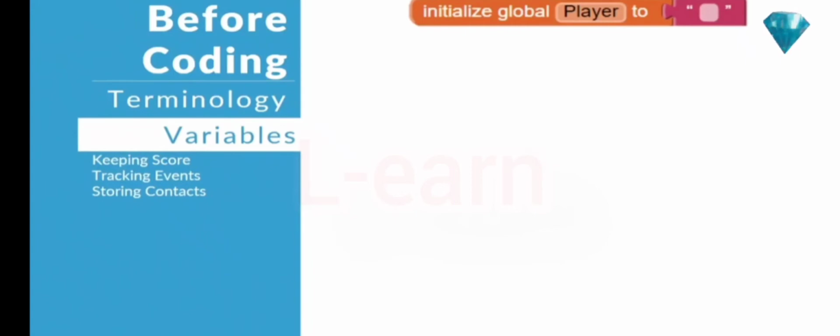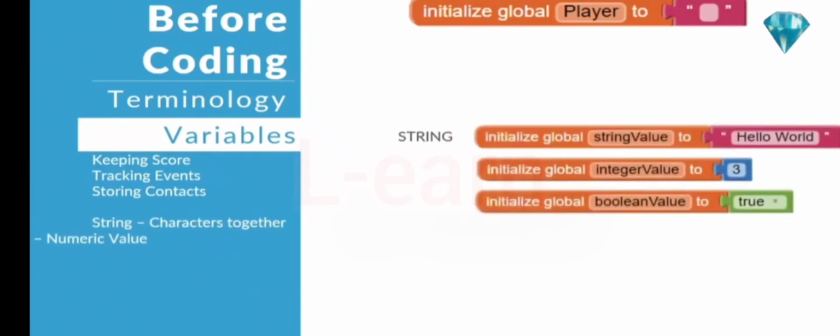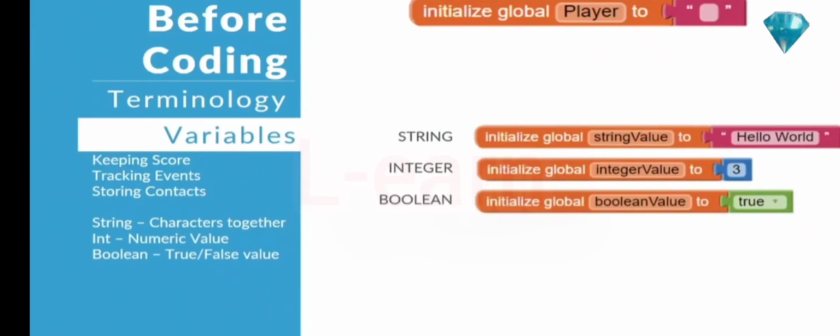Now, App Inventor is only going to allow us to use 3 different types of variables because it is quite limited in the blocks of code that it has. And these are, as you can see, string, integer, and boolean. A string will allow us to put characters together, such as our hello world. An integer will always have a numerical value. And our boolean will always have either a true or false statement.